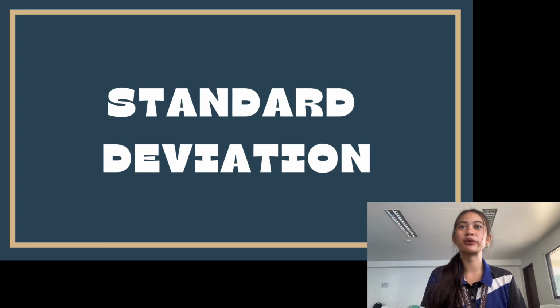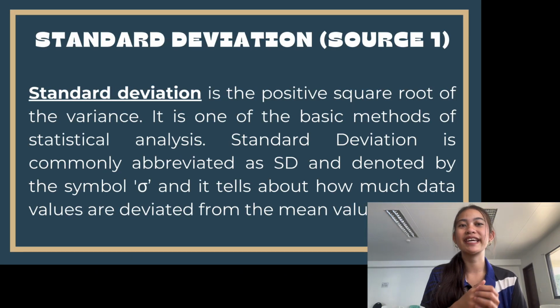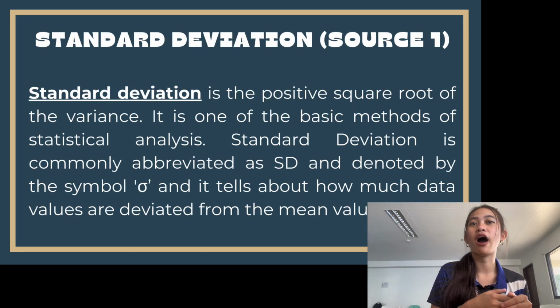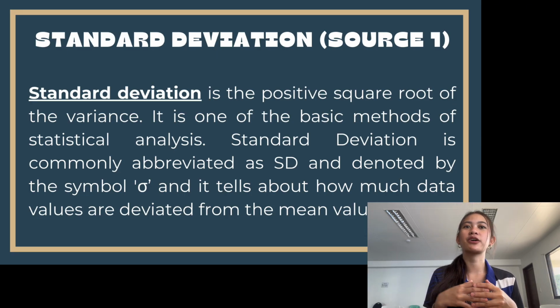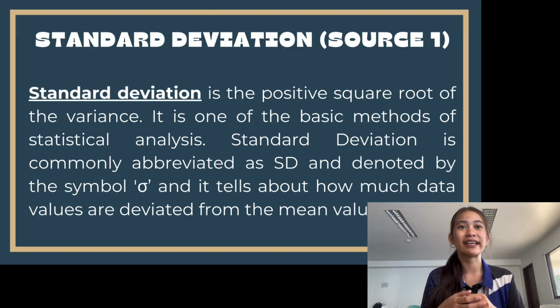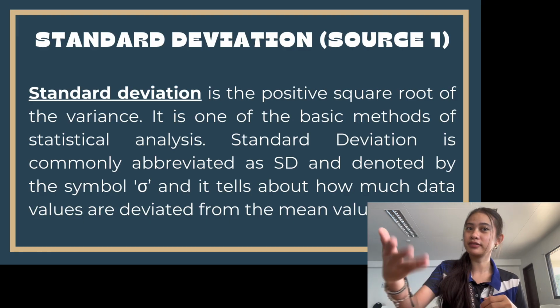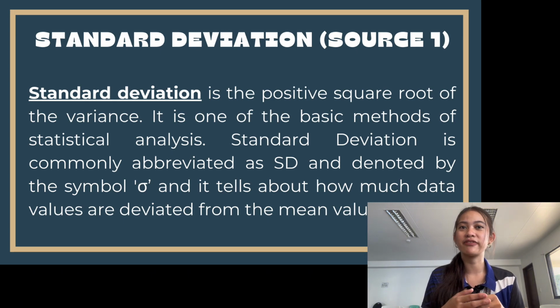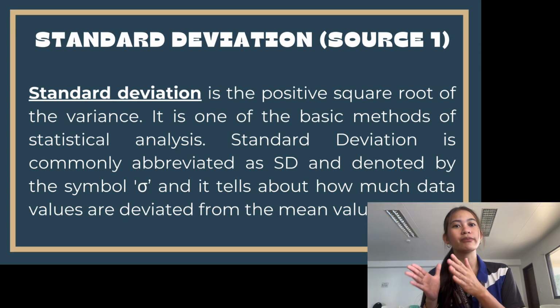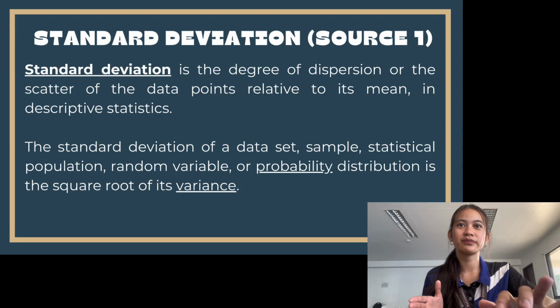So my topic would be standard deviation. So let me first define what is standard deviation. Standard deviation is the positive square root of the variance. It is one of the basic methods of statistical analysis. Standard deviation is commonly abbreviated as ST and denoted by that symbol, and it tells about how much data values are deviated from the real value.